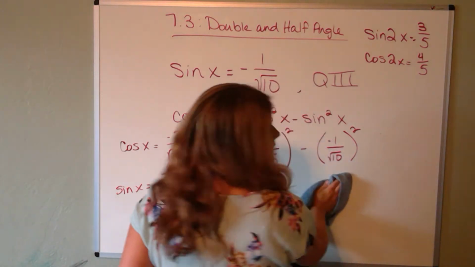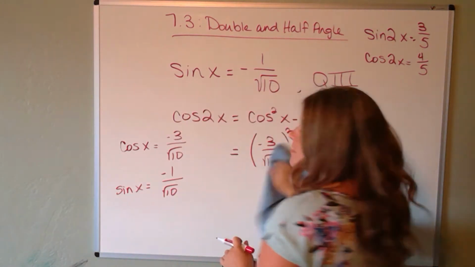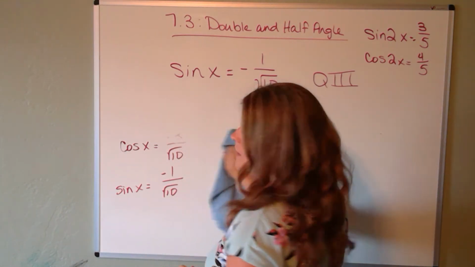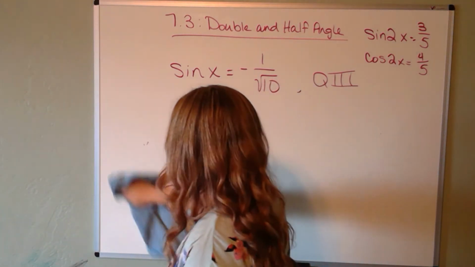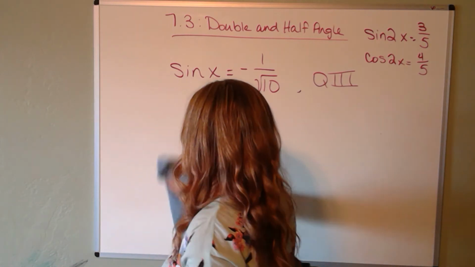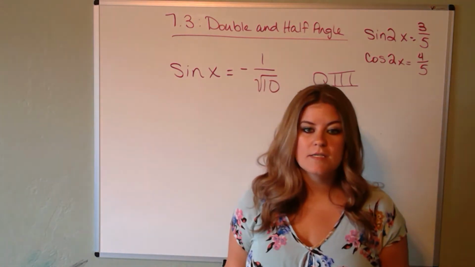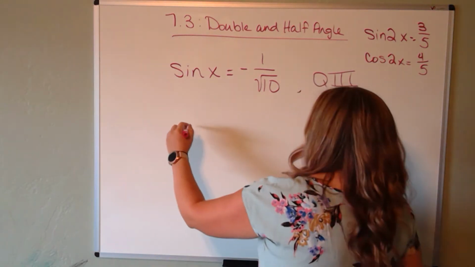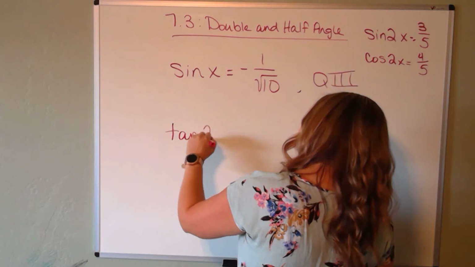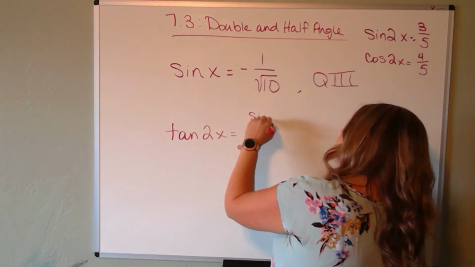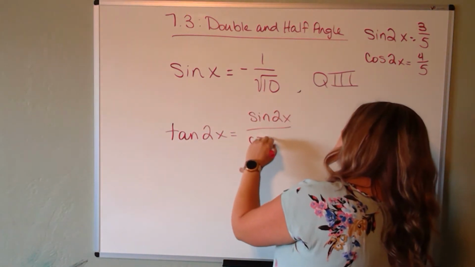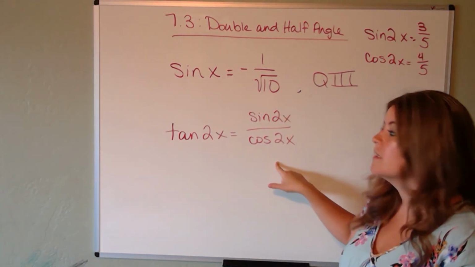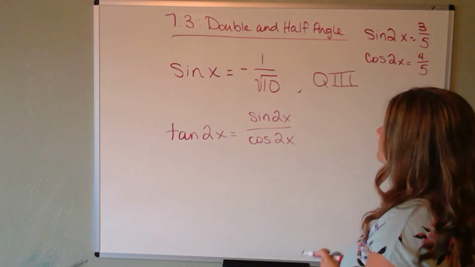Now remember what I said about tangent. I have a formula for tangent 2x, but if you already know the sine of 2x and the cosine of 2x, it's a lot easier just to use the quotient identity, right? Tangent is always sine over cosine, so that's what I'm going to do. So to find the tangent of 2x, well, that's just the sine of 2x over the cosine of 2x. Now, when you do this, make sure you are using the sine and cosine of 2x, the one you just found, not just of x.